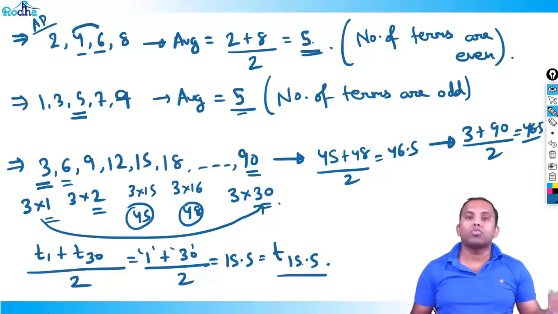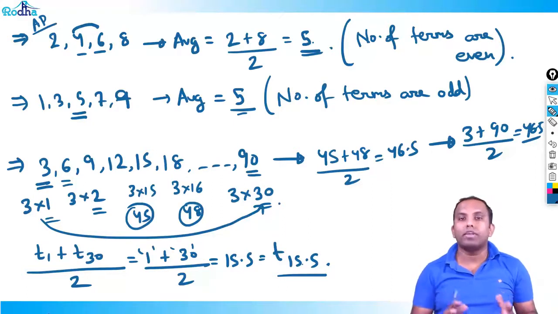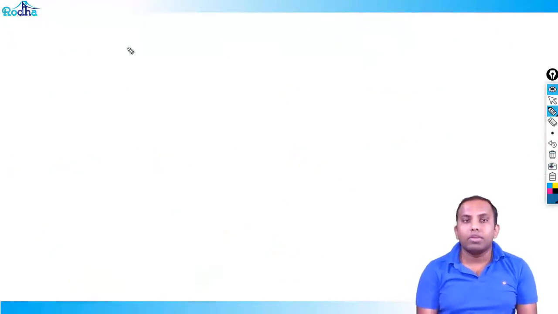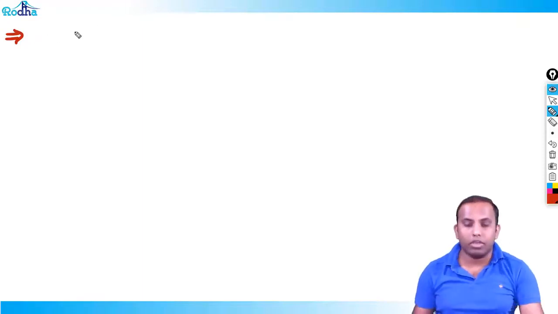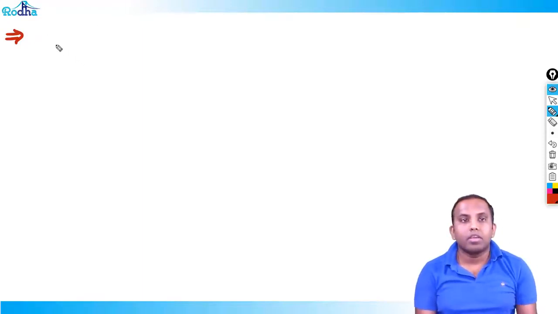That's why it is better not to remember by terms of even or odd. Simply, in any series in AP, what is our average? First term plus last term by 2. Okay, now let's do an example here, in the AP series we are taking.